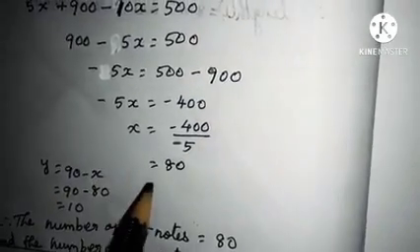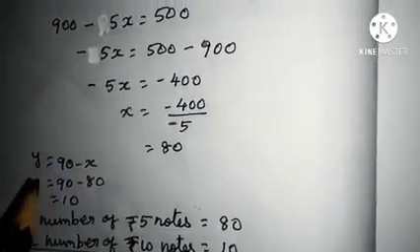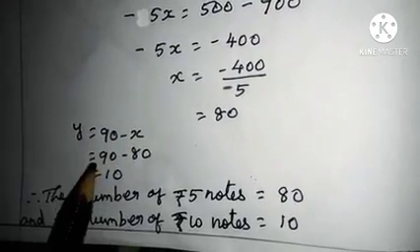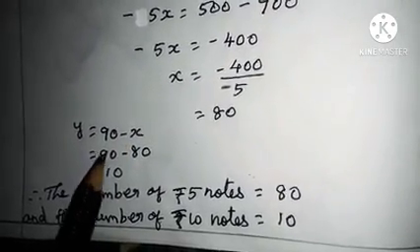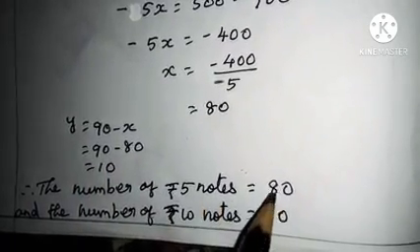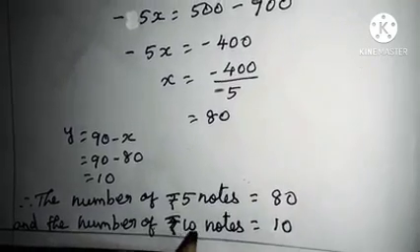If the value of x is 80, using this we are going to find the value of y. That is y equal to 90 minus x. Substituting for x, we get 90 minus 80 is equal to 10. Therefore, the number of 5 rupees notes is 80 and the number of 10 rupees notes is 10.